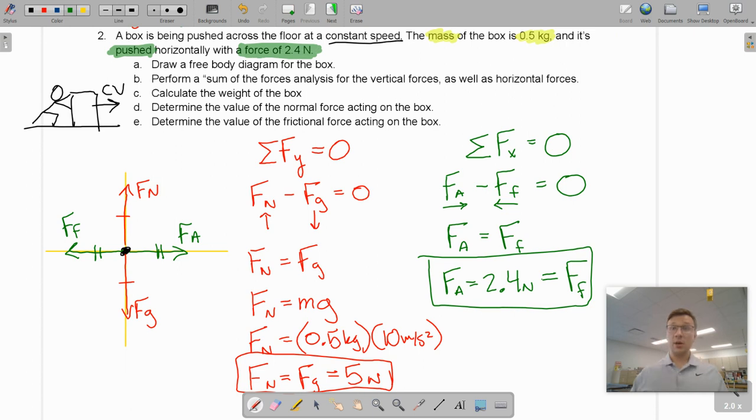So that's just a little bit of an introduction into how we're going to be doing the math problems with the free body diagrams and how the net force equations work into that. So we will expand on this later.